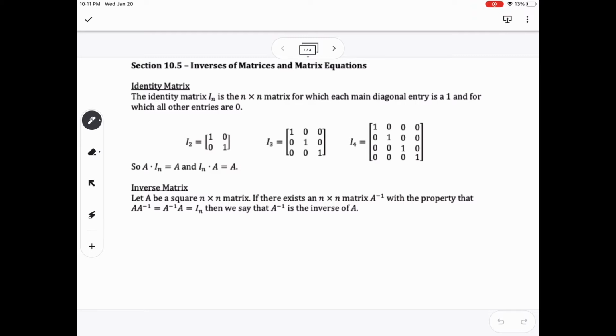An inverse is when you take a matrix times the inverse, and that gets you the identity. And so we use that to help us solve matrix equations. Okay? Those also are going to be square or n by n matrices.